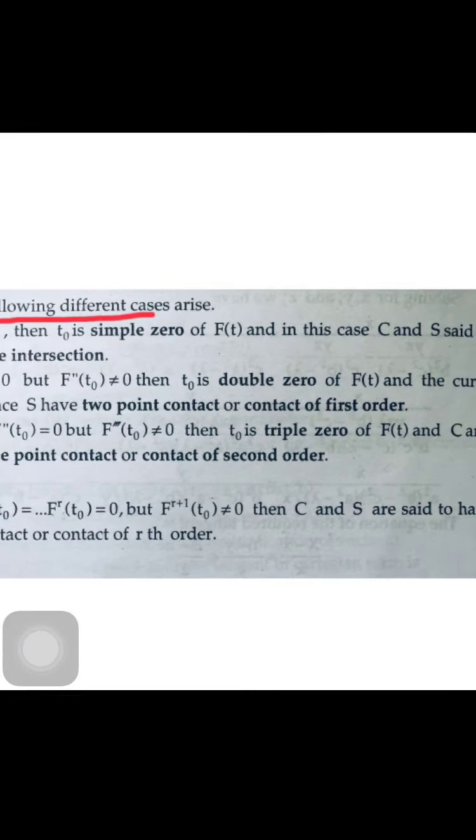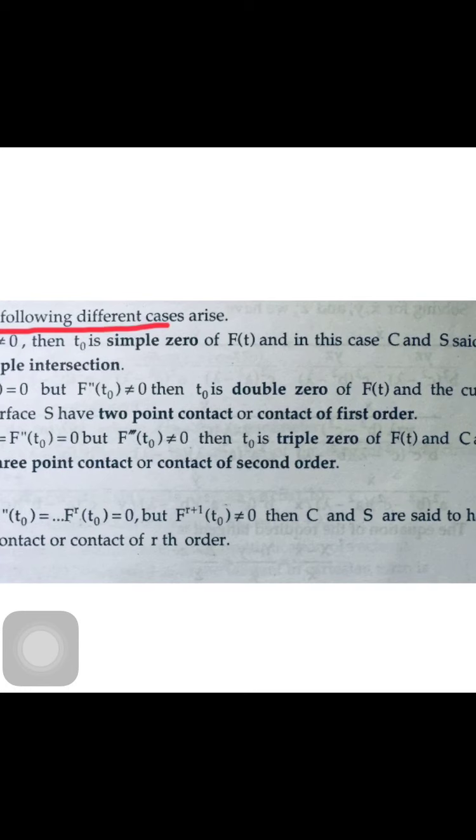So please see the difference here. Point of contact is 2, but order is first. Okay, means if we have an n plus 1 point contact, then the contact of order is n. So order is always less than the point of contact by 1. If the second differentiation is not equal to 0, it has 2-point contact but order is first.